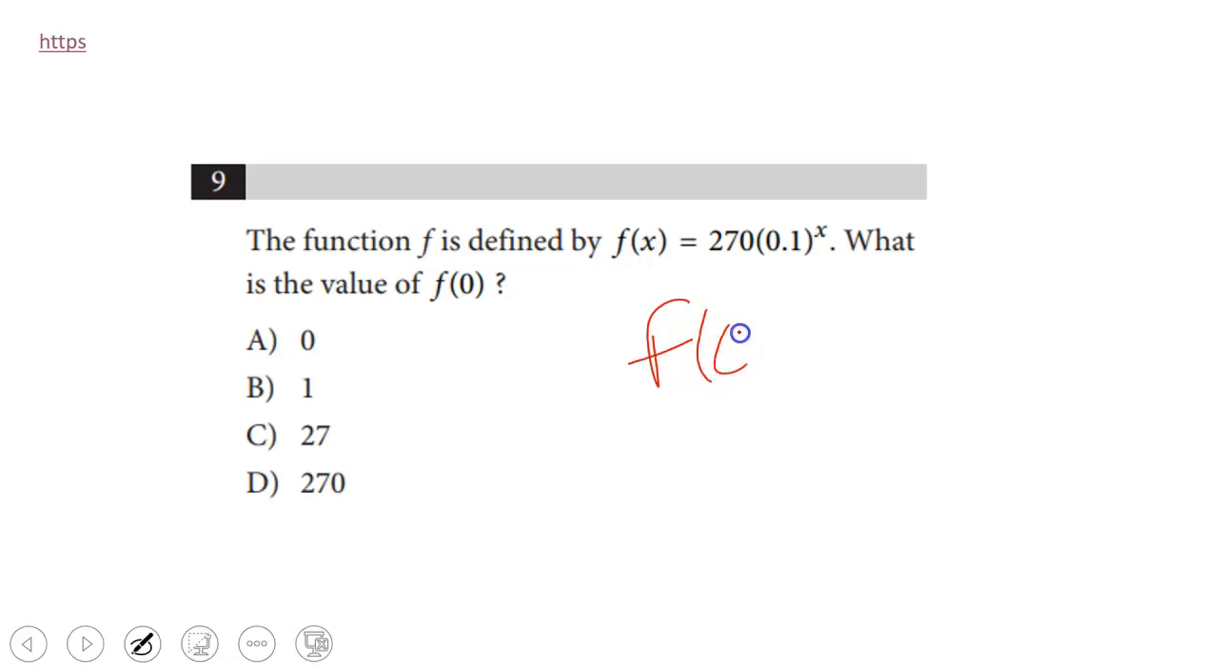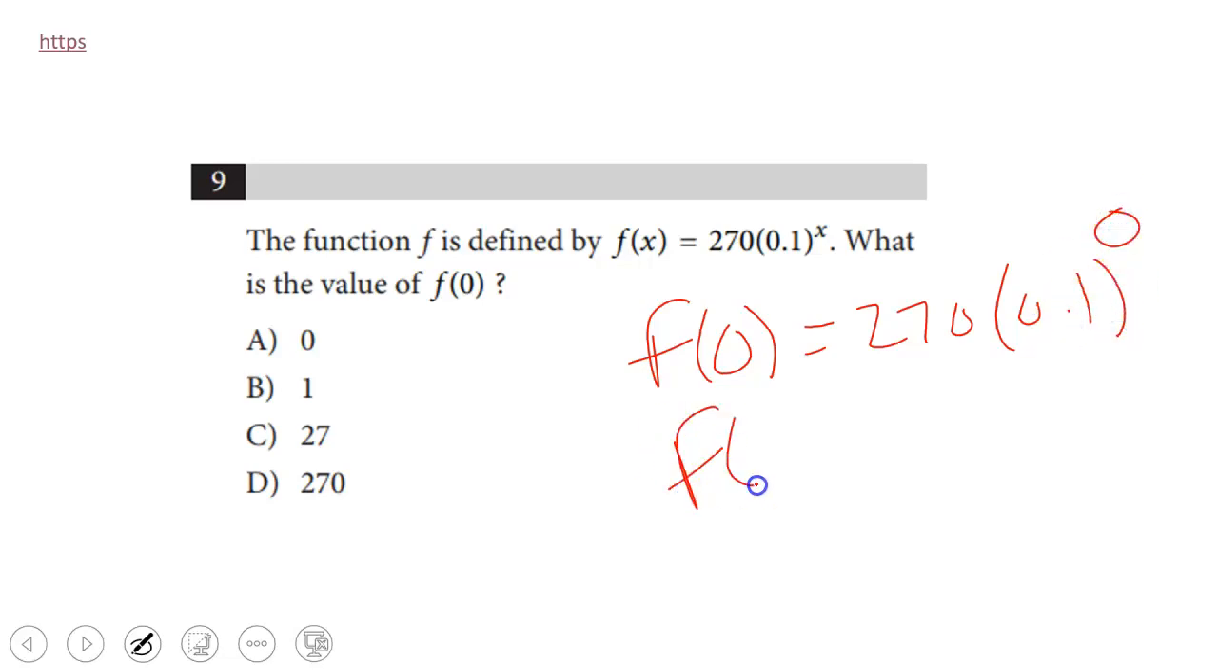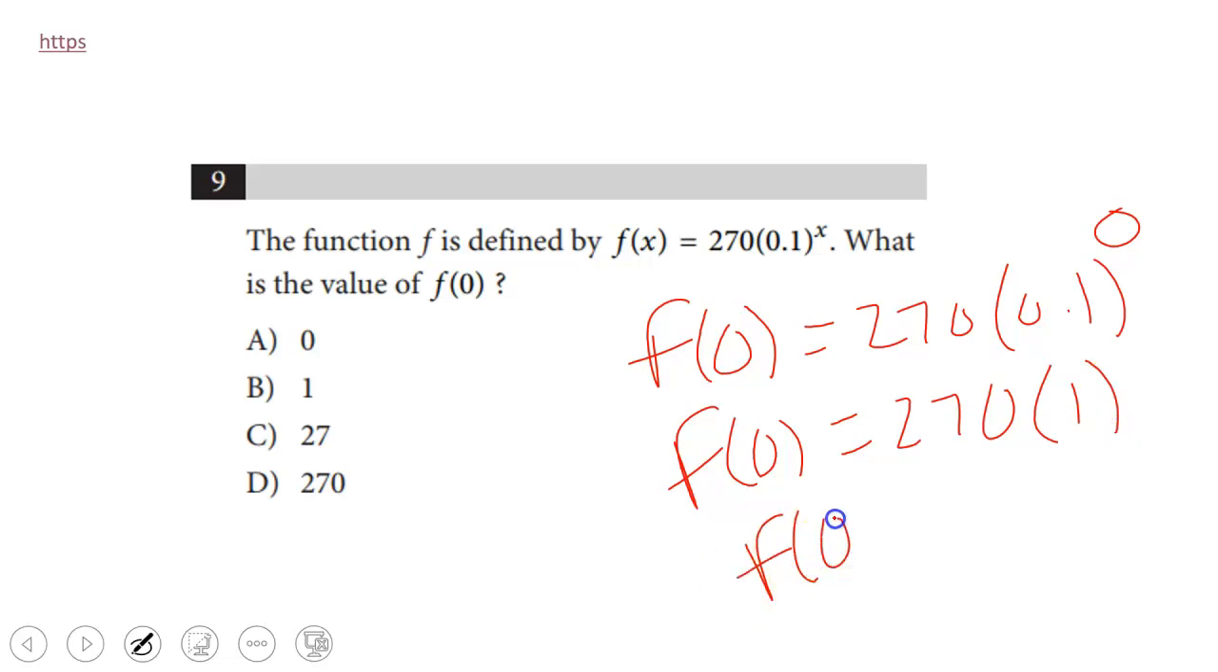f of 0 equals 270 times 0.1 to the 0 power. And if you know your exponent rules, you know that anything other than 0 raised to the 0 power is actually 1. So you get 270 as your answer.